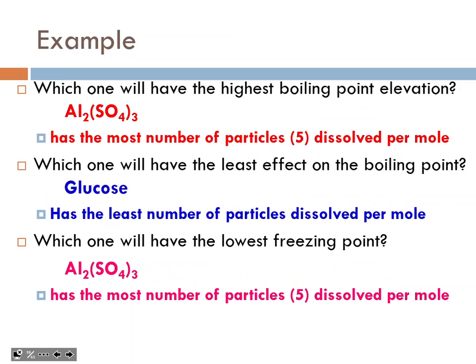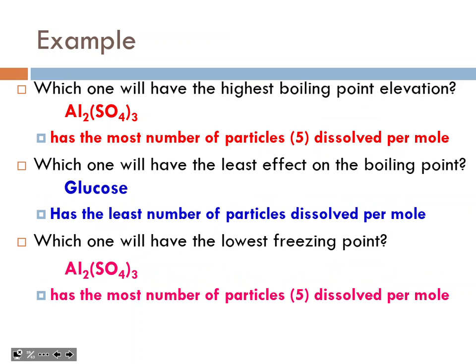Which one would have the least effect? The one with 1 particle. It's not as much. So that would be the glucose or the sugar. And then, of course, the lowest freezing point, or the one that depresses the freezing point the most, once again, is going to be the one with the most particles, 5 particles in the aluminum sulfate. That's how we would compare which one would have the greatest effect on these properties.